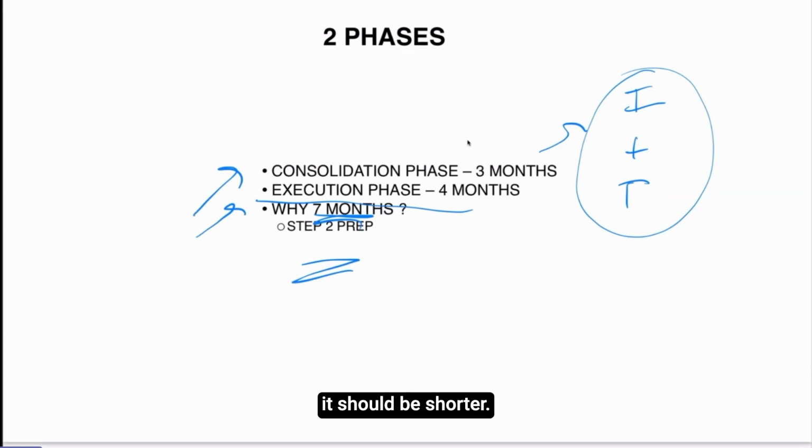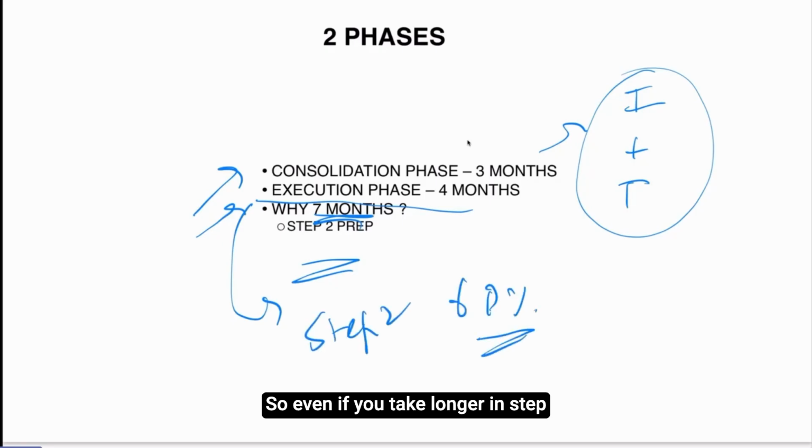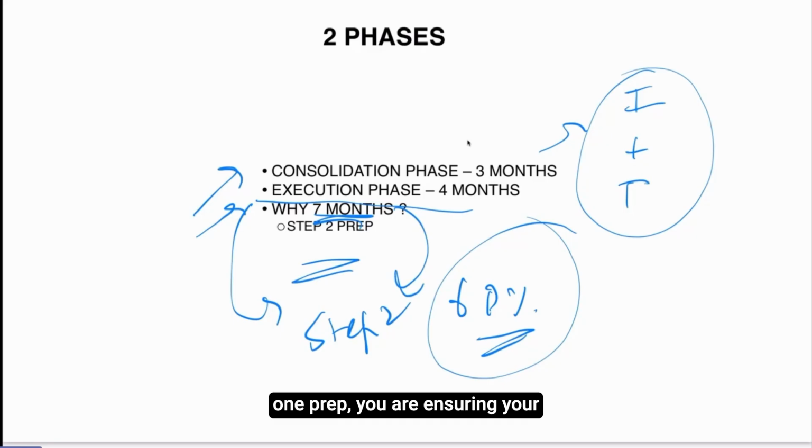Some people will say it should be shorter. I would say no, because Step 2 is 60% Step 1. So even if you take longer in Step 1 prep, you're ensuring your fundamentals are clear, and Step 2 just becomes way easier. So it's contributing to your Step 1. So it's not a bad thing. You shouldn't feel guilty about taking more time on Step 1.